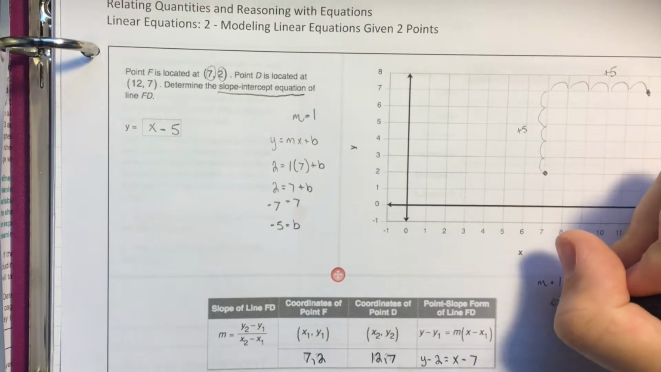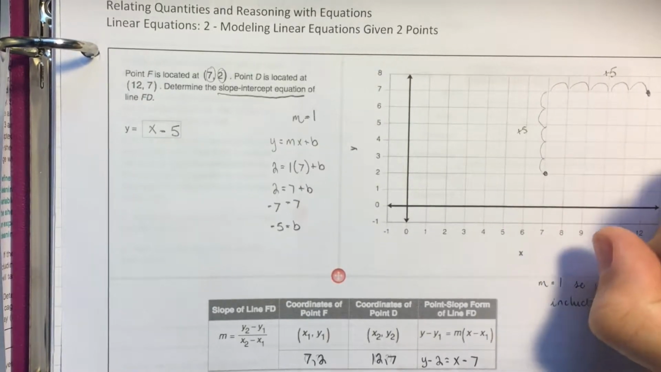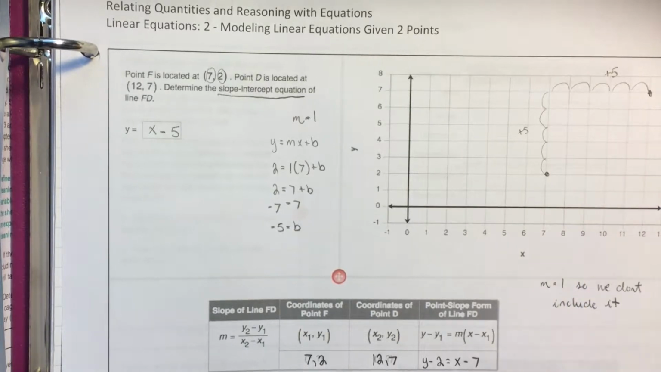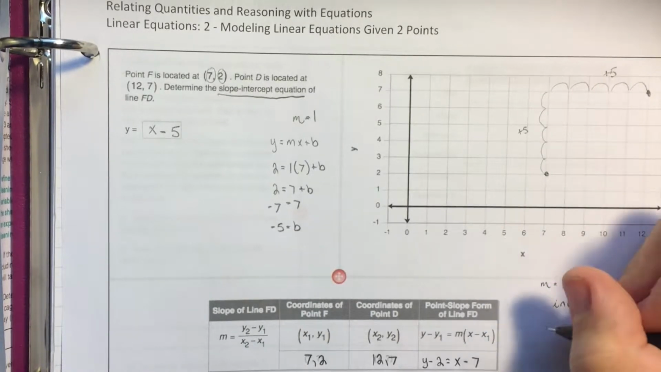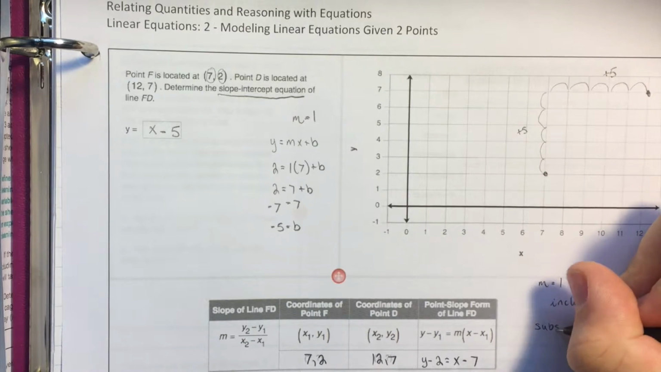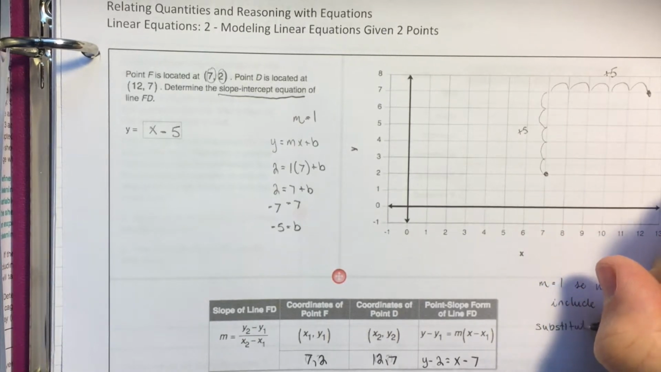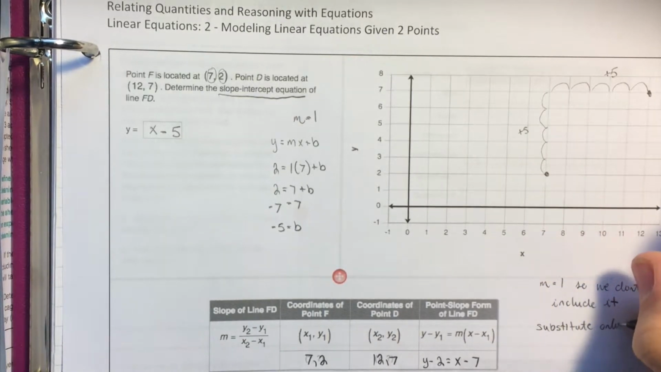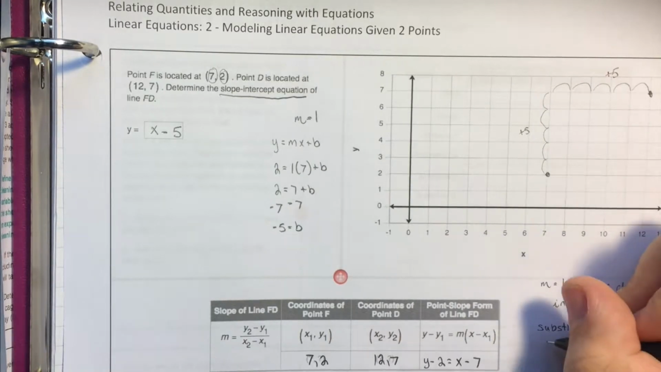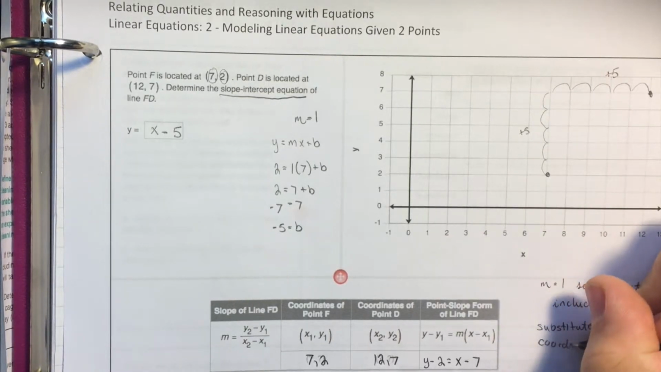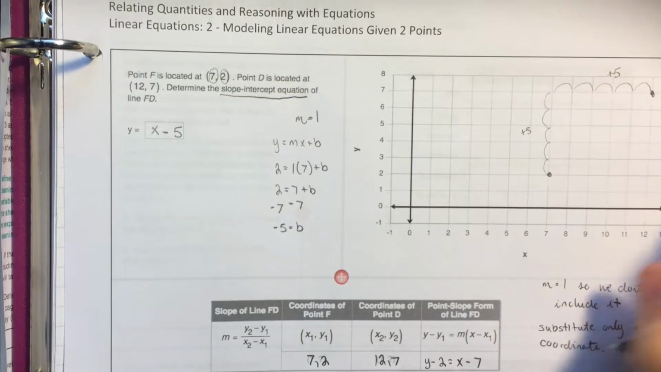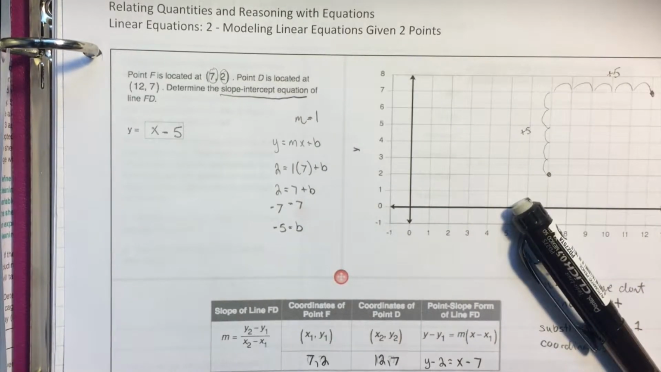Because my slope is equal to 1, there's no need to include that in my equation. 1 times any number is just that number, so in simplest form, I would not include the 1. And I can substitute only one coordinate. I was seeing some people have difficulty trying to use 2 coordinates in this particular example. You're only substituting the y sub 1 and the x sub 1.